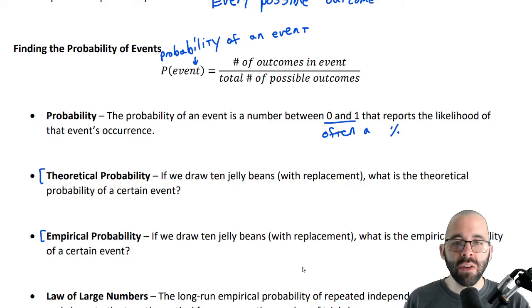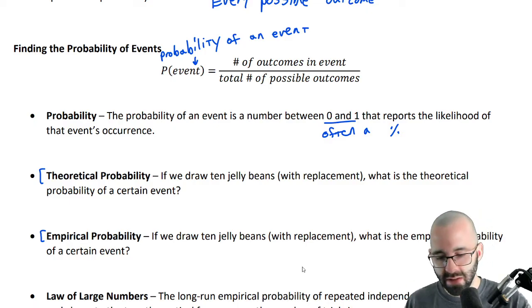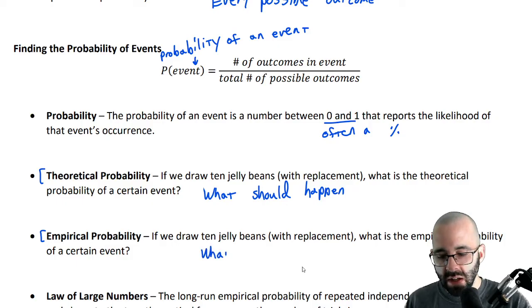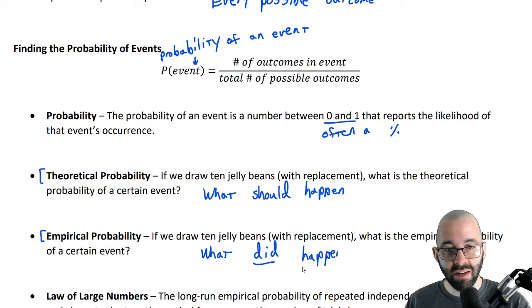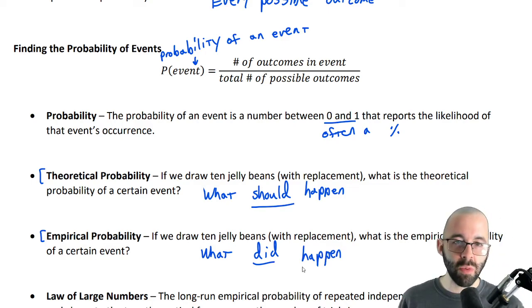Okay, so theoretical probability is the theoretical one. It's what we're calculating. It's what should happen. Whereas empirical is what did happen. So that's the big difference between theoretical and empirical probability. So if I roll a die, the chance of getting an even number is 1/2.